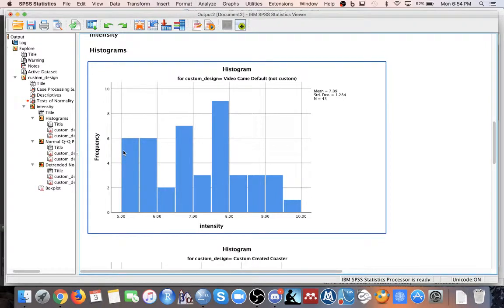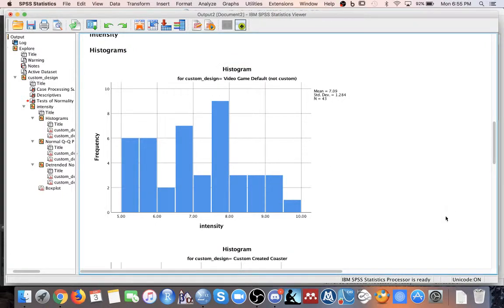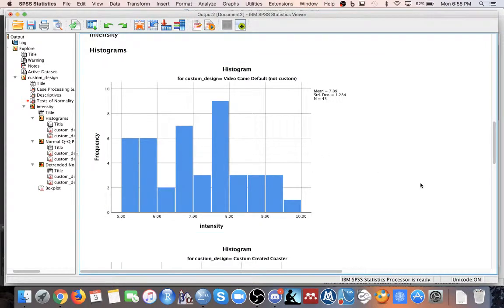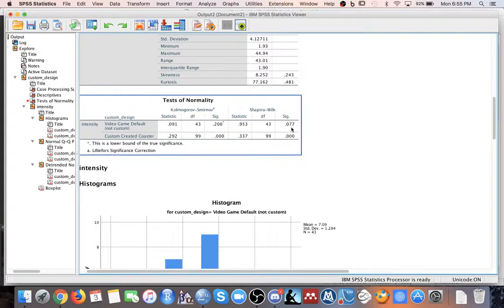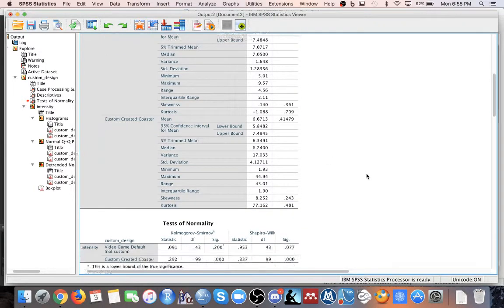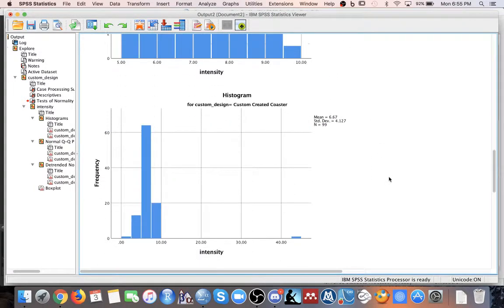The histogram for the non-custom design roller coaster is kind of awkward looking. You can see why, but it doesn't look like there's any big skewness involved. So we defer back to the test of normality and see that probably there isn't a big issue with the skewness or kurtosis values.